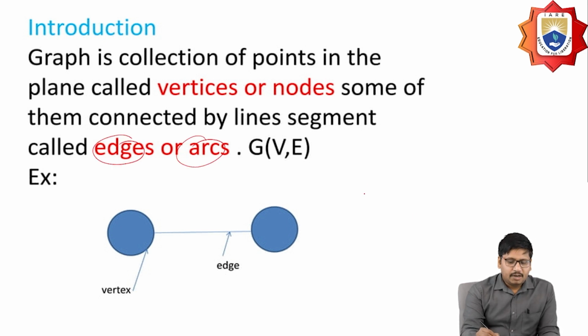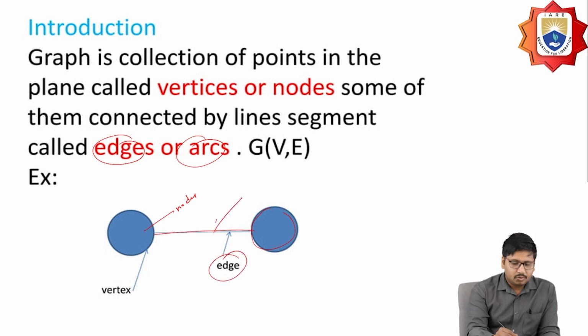So the graph is nothing but a collection of points in the plane, called nodes or vertices, which are connected by means of a line segment that we call an edge, or we can also call it an arc. And the graph can be represented as G(V, E), where V is the set of vertices and E is the set of edges.